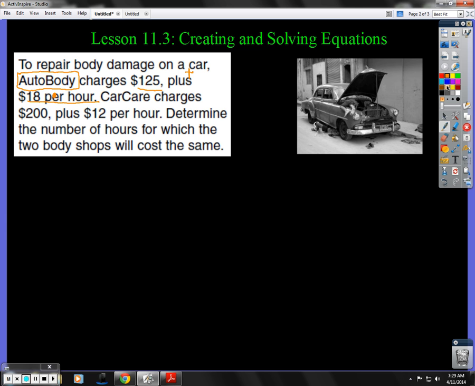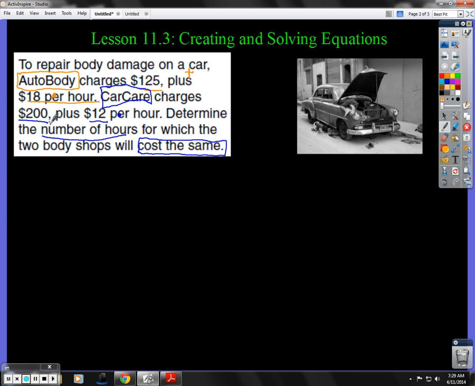Now we have their competition. Competition in the auto body industry here is car care. Now we could take our car to car care and they're going to charge us $200 once we sign the contract that says yes, go ahead, without ever touching the car, but they're going to charge us only $12 per hour. Determine the number of hours for which the two body shops will cost the same. We're trying to figure out the number of hours that I have to have my car in the places in order for the cost to be the same. Because right now, looking at it, it's definitely not the same.